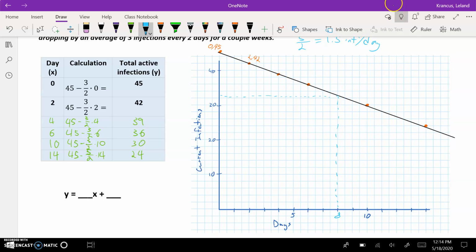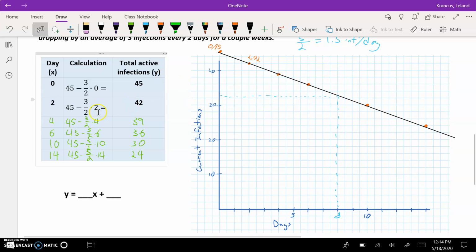So that's what every point on that line means. We're just using a handful of the points in order to display the pattern and establish what that pattern is, help us write an equation, and you can also use it to sort of visualize what's happening to the infections over time.